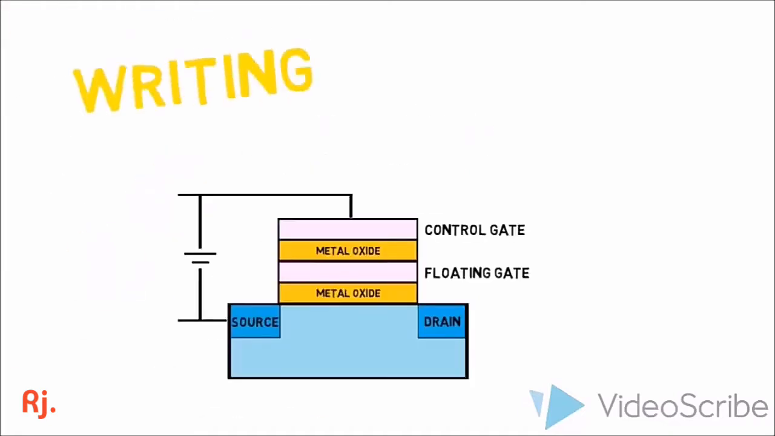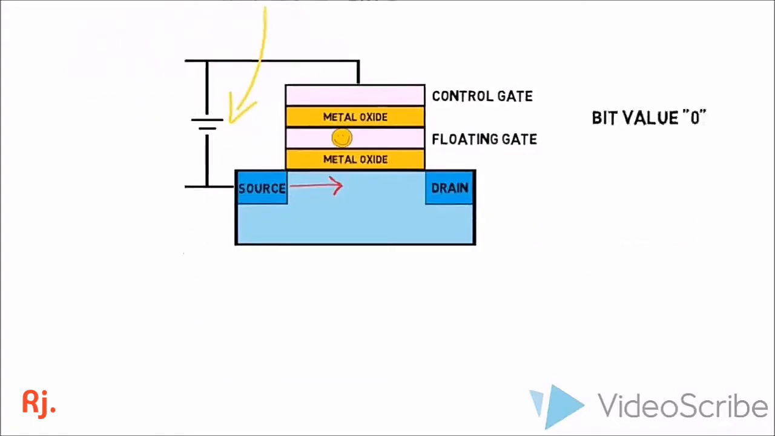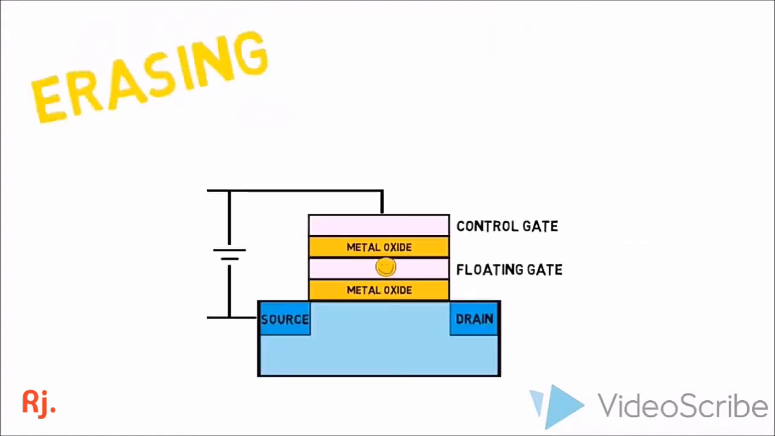Suppose we begin with a bit 0 floating gate. To write the bit value to 1, we apply a high positive voltage to the control gate. This pulls electrons through the oxide layer into the floating gate. Conversely, to set a bit 1 floating gate to 0, we apply a high negative voltage to push the electrons out of the floating gate.